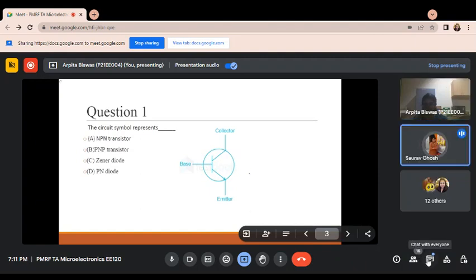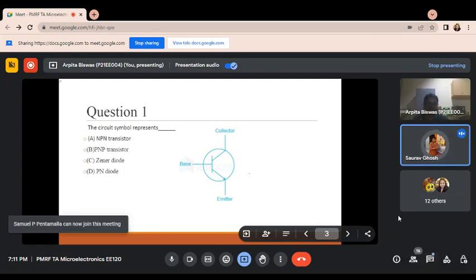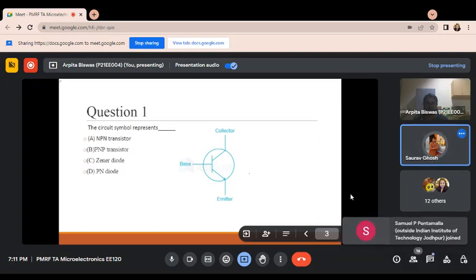Ma'am, the answer will be NPN transistor. Okay. Can you explain it? Yes, ma'am, because in case of NPN transistor, we are having the N-type emitter, P-type base, and the N-type collector, where the electrons flow from the emitter towards the collector, and the current should flow in the opposite direction of the electron. So it is going out from the emitter. As the arrowhead is away from the base, the current should be away from the base. So that's why the arrowhead indicates it is an NPN transistor. Okay. It is away from the base. Okay.